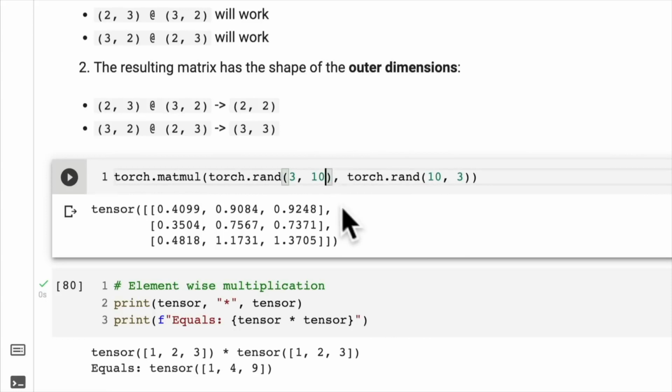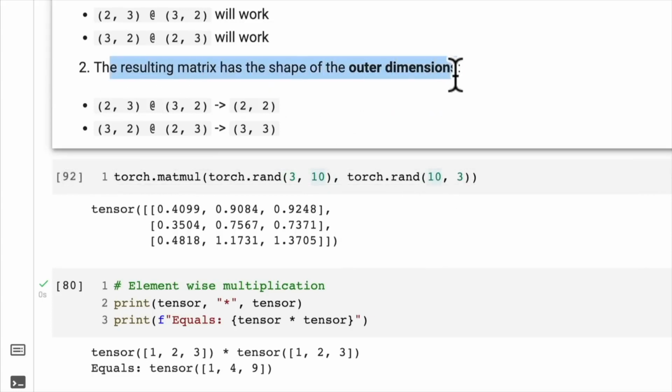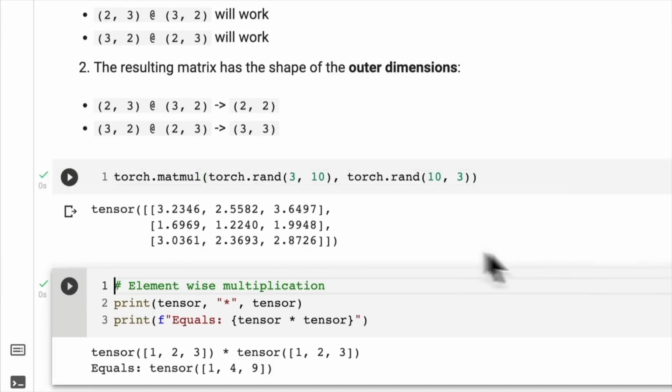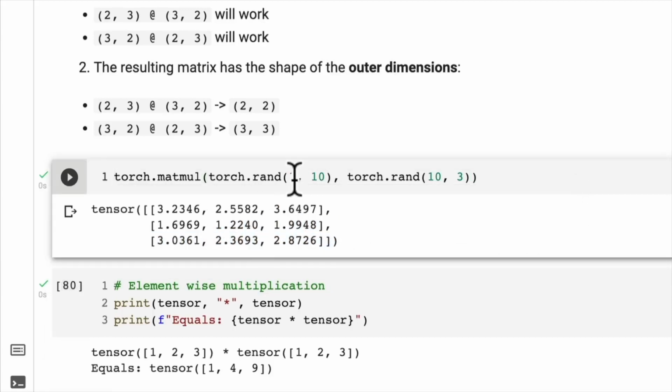What's the resulting shape going to be? So the inner dimensions match. What's rule number 2? The resulting matrix has the shape of the outer dimension. So what do you think is going to be the shape of this resulting matrix multiplication? Well, let's have a look. It's still 3, 3. Wow.